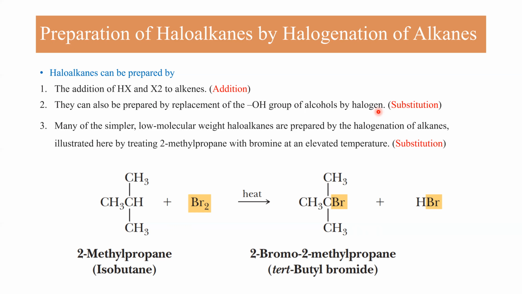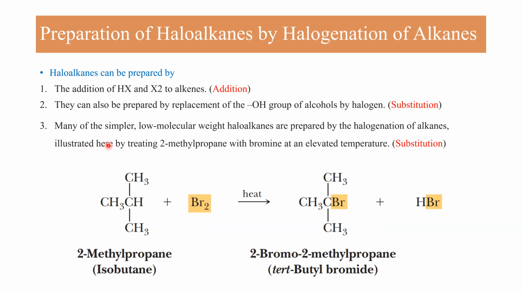Now the third one is that many of the simpler, low molecular weight haloalkanes are prepared by the halogenation of alkanes, illustrated here by treating 2-methylpropane with bromine at an elevated temperature. And that is again under the types of reaction, and that is termed the substitution reaction. Now emphasis is on the third method. We will explore the halogenation of alkanes.